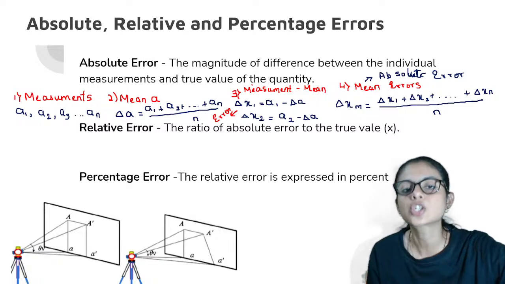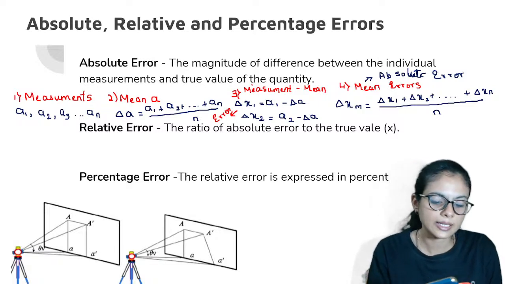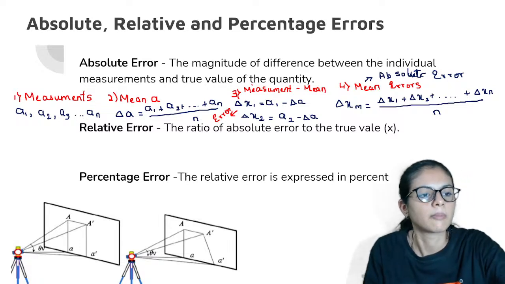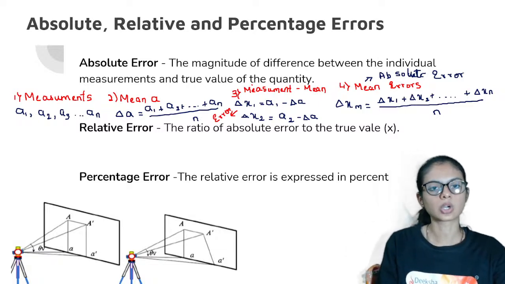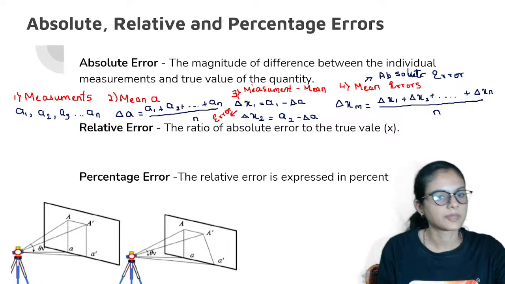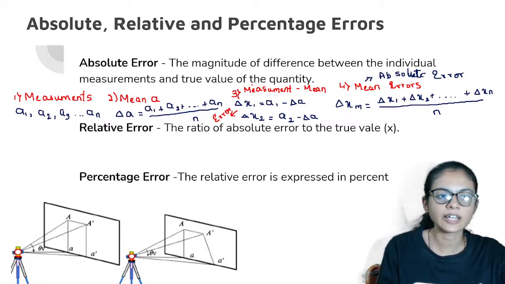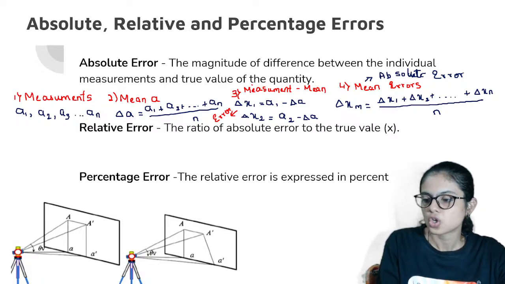Is that clear? It's not as complicated as it appears, right? You can just do it, and you can remember them. It's not as difficult as it appears. Okay. So done with the absolute error, then relative error is easy.